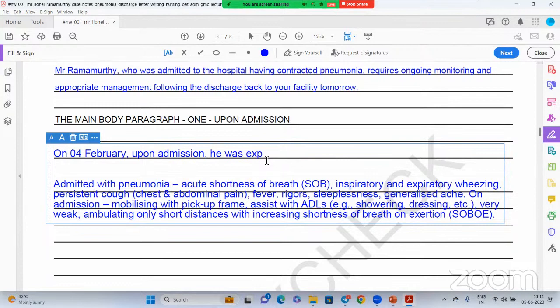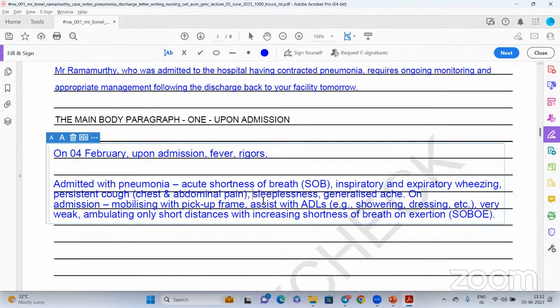So don't write "he was experiencing." Just write straight away. We don't want to write "he" every time, or Mr. Lionel Ramamurthy. We know. So what you can write is fever, comma, rigors, comma. On 4 February, upon admission, fever and rigors were being experienced.